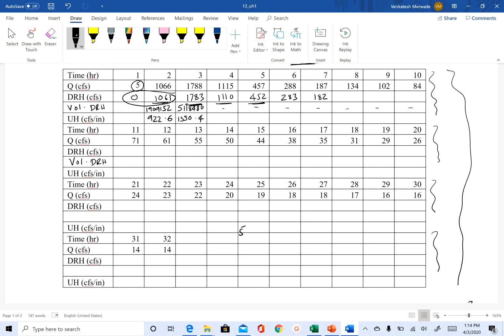And then 1110 divided by 1.15. And that's 965.2, and so on. So you will finish that for all the values, and this row will give you the unit hydrograph after you do all these calculations.